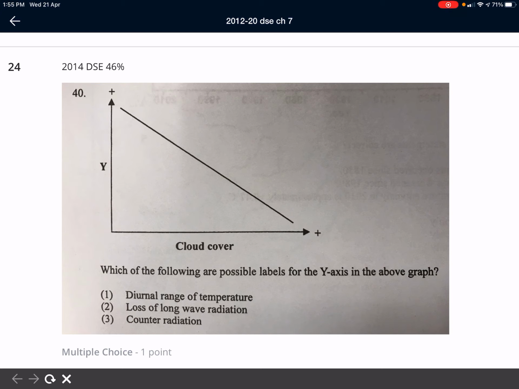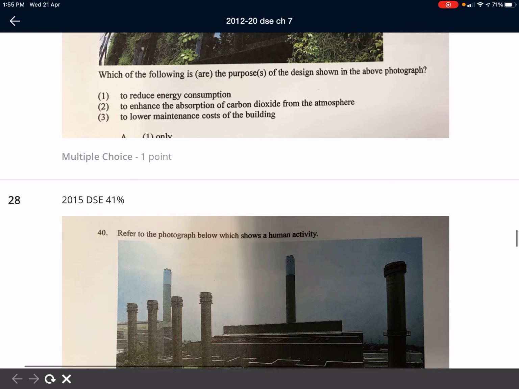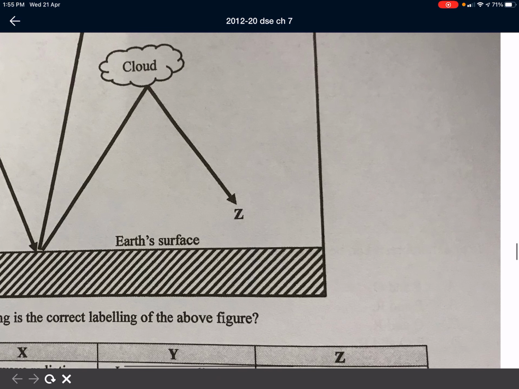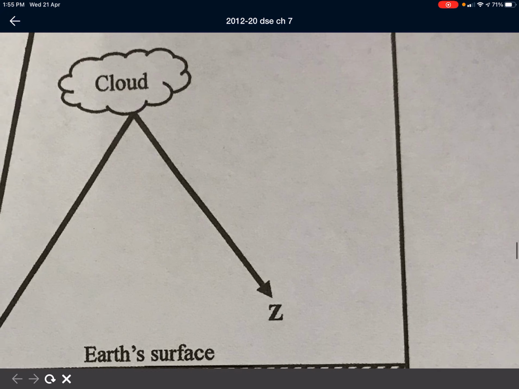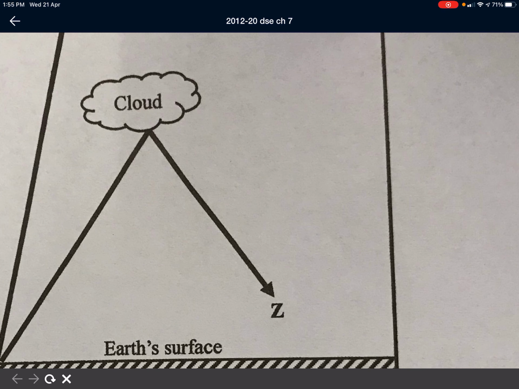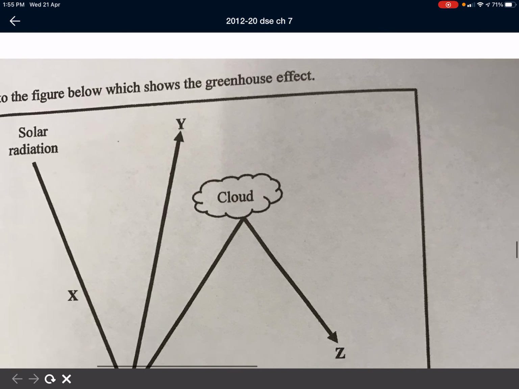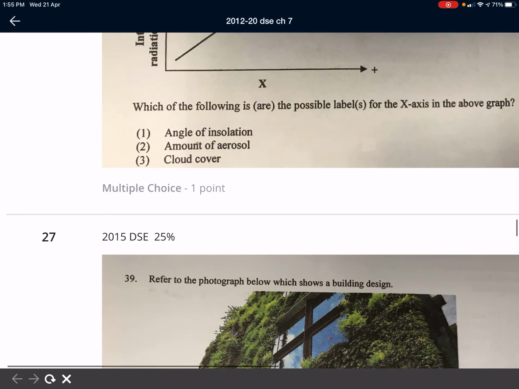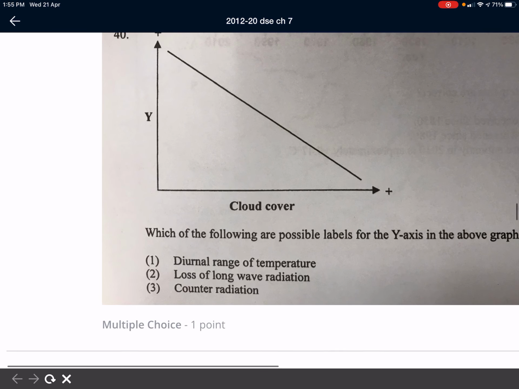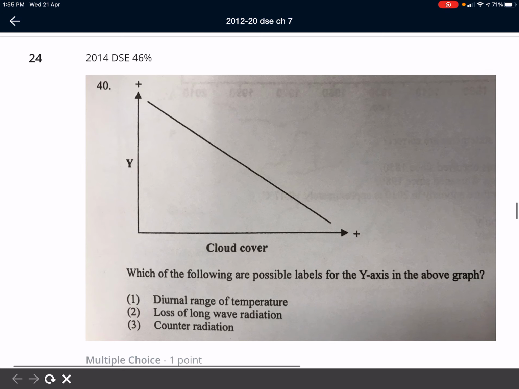How about counter radiation? Counter radiation should be in a positive correlation, because you should know the counter radiation is this one, which you can find here. So if we have more cloud, then the counter radiation should be more. So it's in a positive correlation. So accordingly, number 1 and 2 are wrong. Sorry, number one and two are right, and number three is wrong.